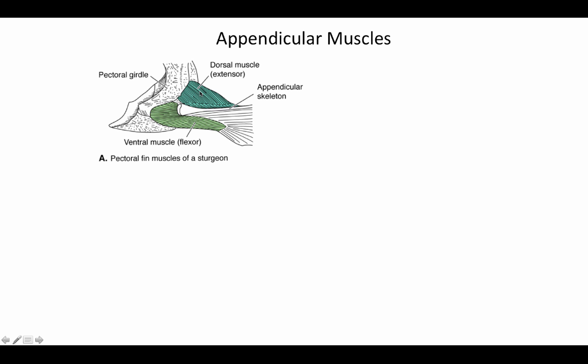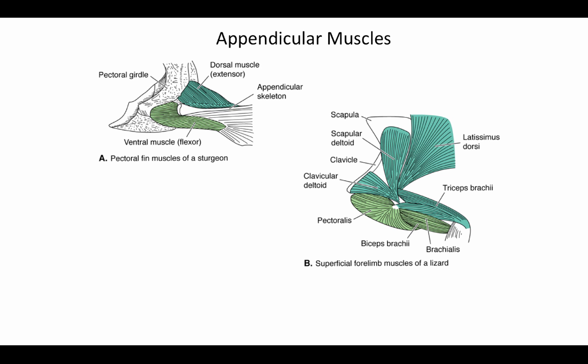So the abductors and adductors become subdivided and expanded when we get into tetrapods. If we compare this to the superficial forelimb muscles of a lizard, we still have this color coding showing the muscle homologies. We've got a whole group of abductors and extensors that are all derived from that pectoral abductor muscle in the fish.